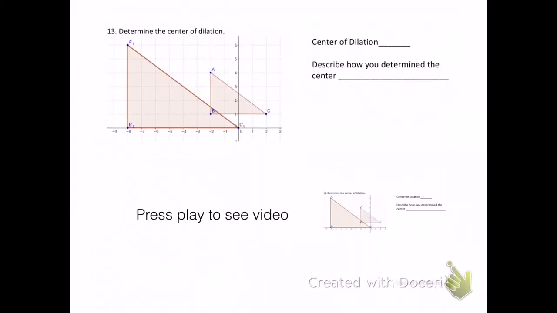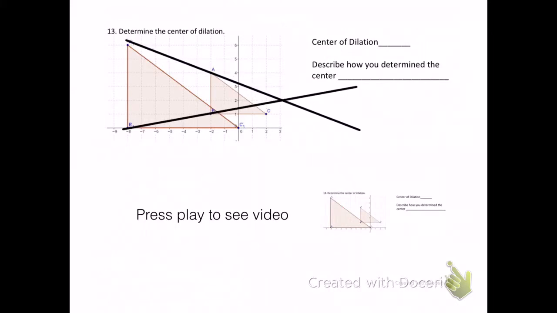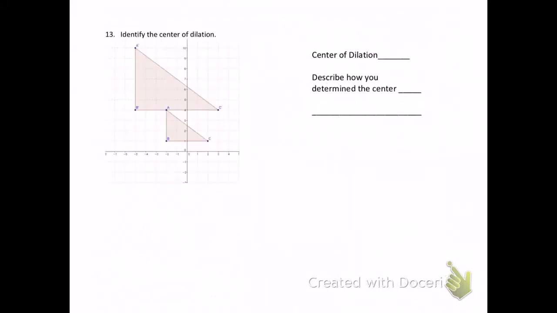Number 13. Determine the center of dilation. Now remember, this is something we worked on with similarity. This is a review. So to find the center of dilation, you match up your corresponding points, and you draw lines, and you need to see where those lines intersect. So our lines intersect here. So the center of dilation would be your x-coordinate is 3, and your y-coordinate is 2. You do this one.